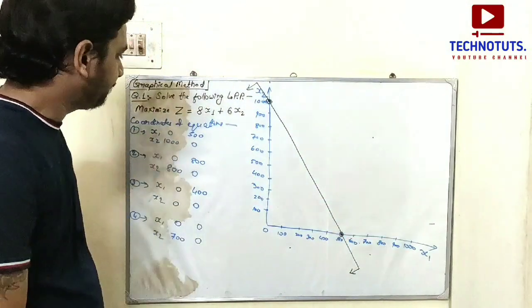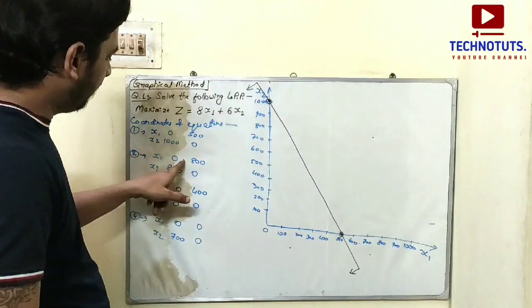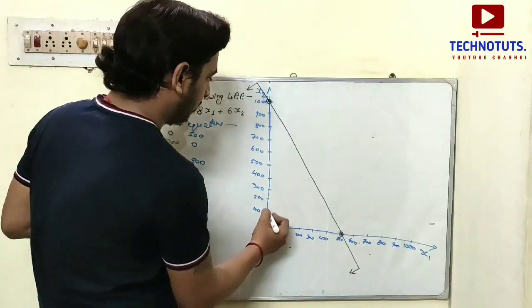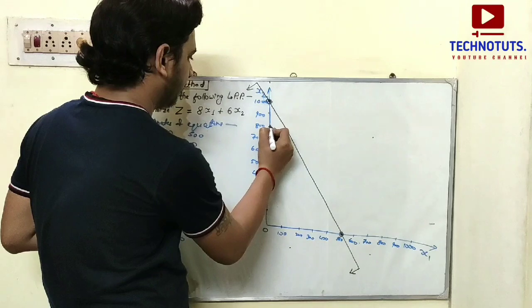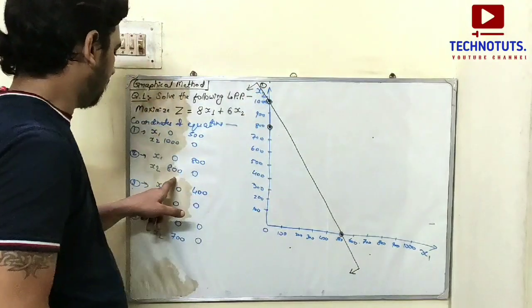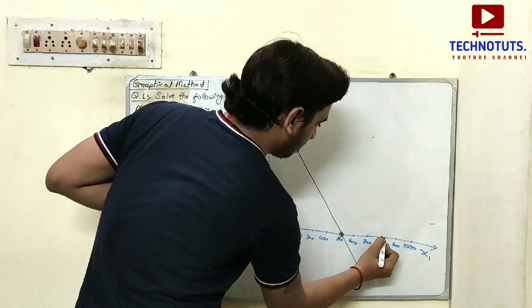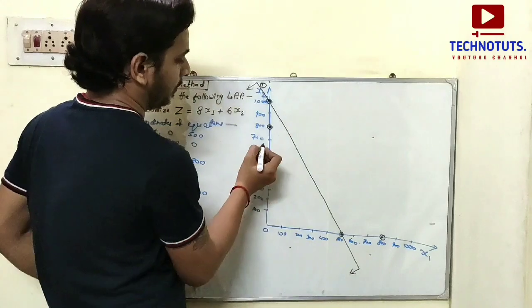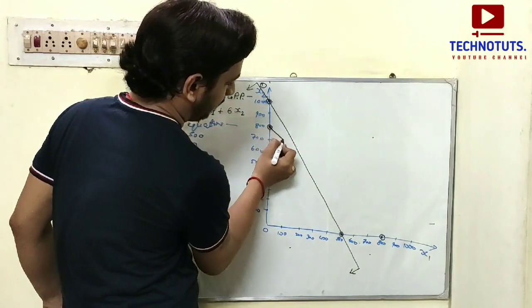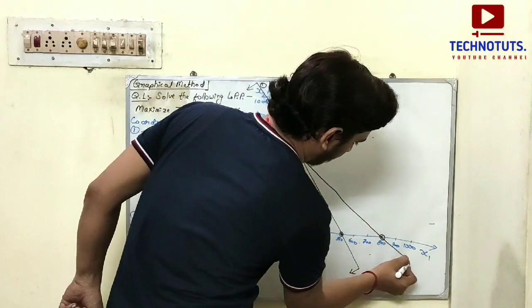Now let us see the coordinates of equation number 2. x1 is 0, x2 is 800. This is written for equation number 1 over here. And when x1 is 800, x2 is 0. Okay, draw the line between these 2 points and extend it.